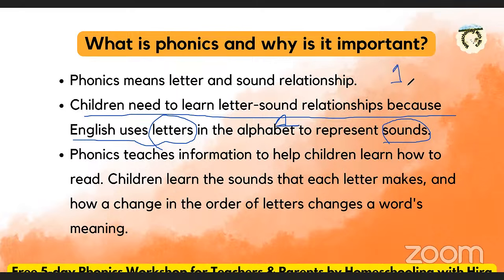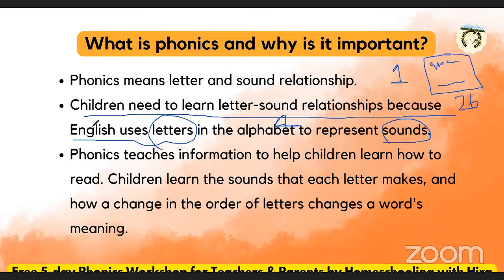Alphabet means the set of letters. These A, B, C, D, E, F, G, H are letters, and all these 26 letters together make one alphabet, right? So English has only one alphabet.